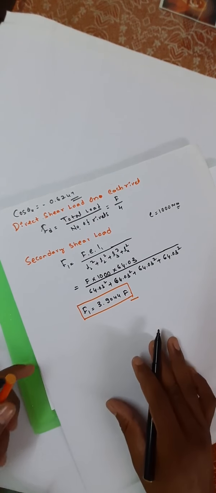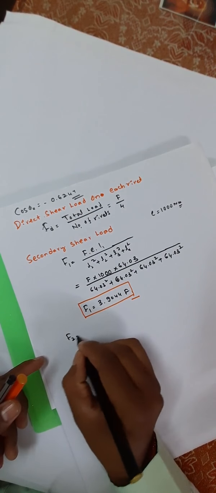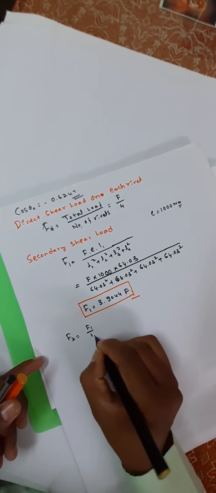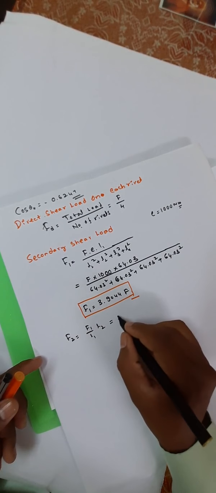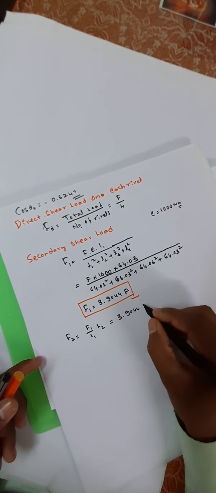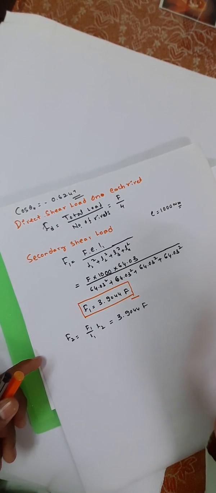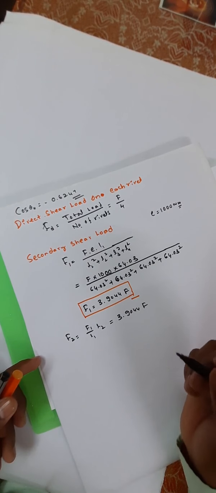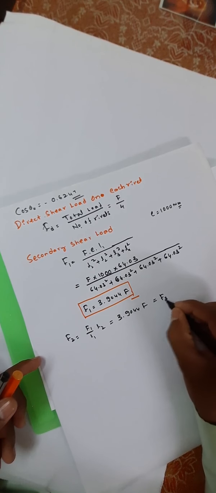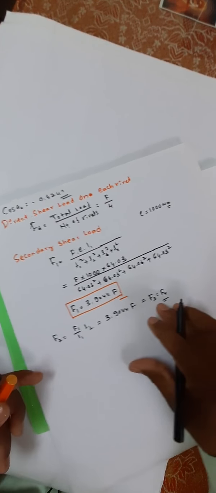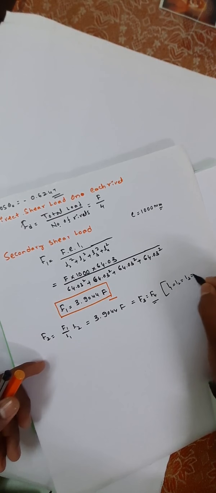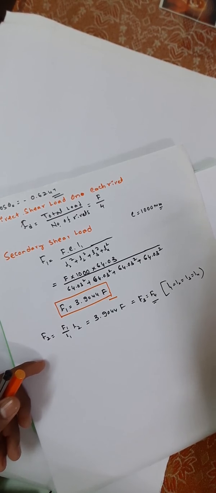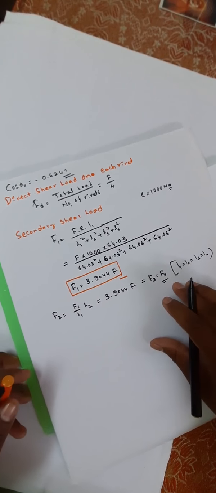Next, here we need to find out the F2. How to find out the F2? F2 is equal to F1 by L1 into L2, that is equal to 3.9044 F. So this is equal to F3 is equal to F4. We can also write like this, because L1 is equal to L2 is equal to L3 is equal to L4.